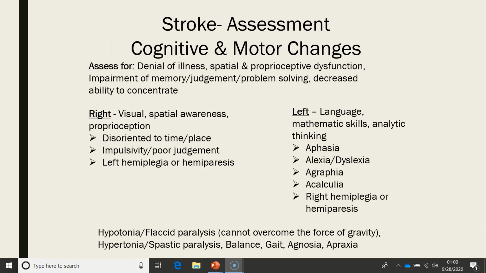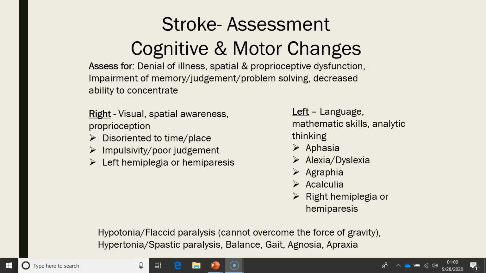Here we're continuing with the assessment of the patient with a stroke. We're looking at cognitive and motor changes. If the patient's stroke has affected the right side of their brain, they generally have problems with vision, spatial awareness.